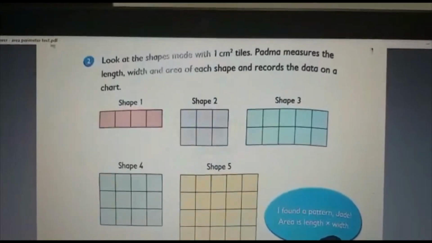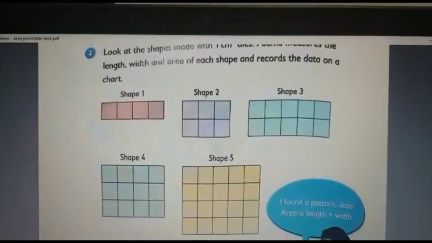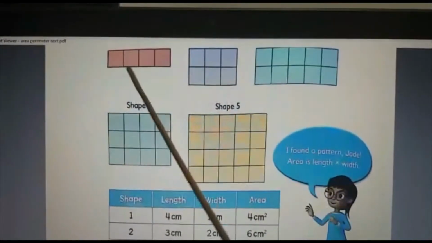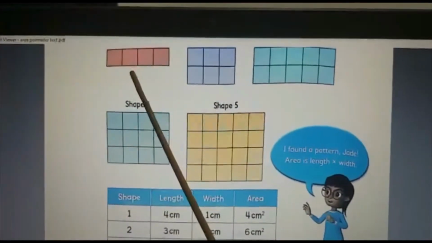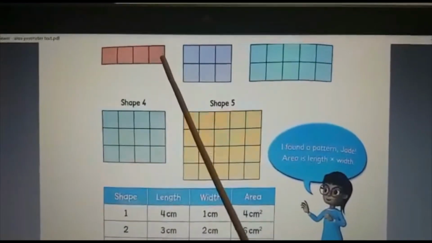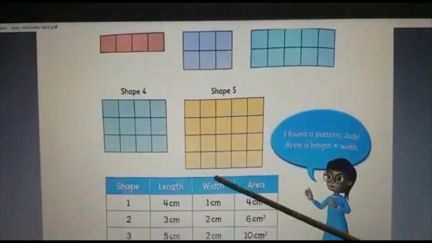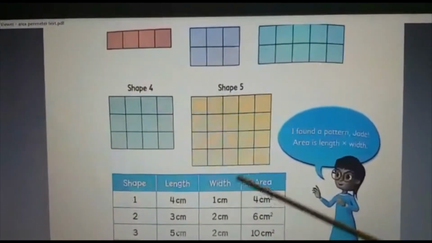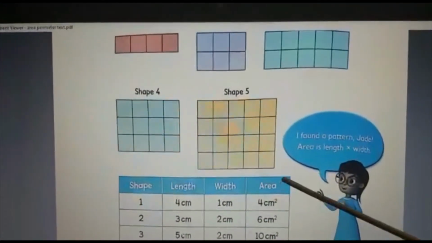Is it? Shape 2. So how many shapes are there? Let us have a look into the table given by Padma. She recorded the values there. For shape 1, what is the length? 1, 2, 3, 4. Is it? What is the width for shape 1? Only 1. So length is 4 and width is 1. So what is 4 centimeter multiply 1 centimeter? It is 4 centimeter square.